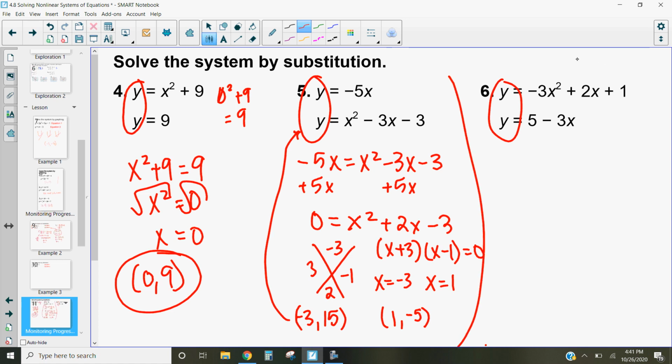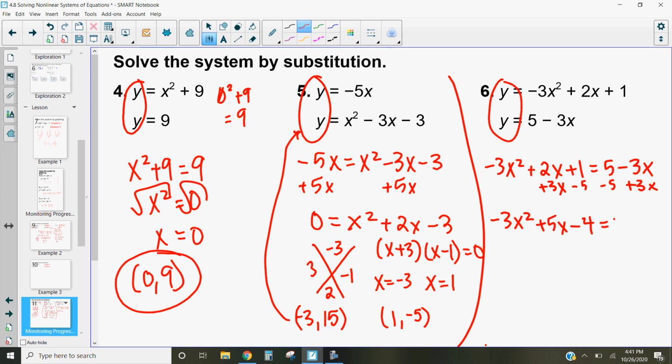Now let's run through this last one all together. So again, what we're going to do is set them equal to each other. So -3x squared plus 2x plus 1 equals 5 minus 3x. We want to move everything to the same side, so I'm going to subtract 5 from both sides, add 3x to both sides, and we end up getting -3x squared plus 5x minus 4 equals 0.